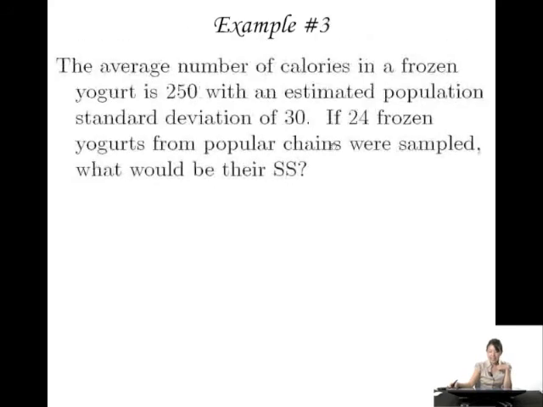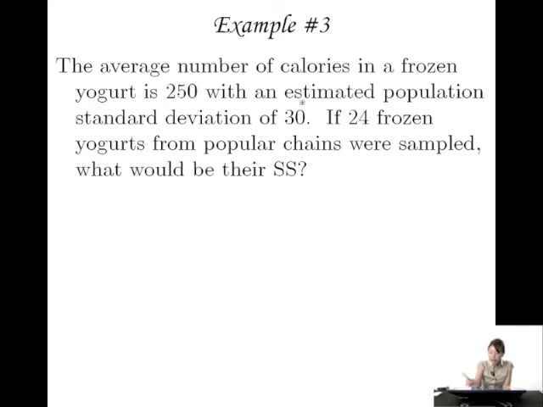All right, let's go on to example 3. The average number of calories in a frozen yogurt is 250, with an estimated population standard deviation of 30. If 24 frozen yogurts from popular chains were sampled, what would be their SS, or sum of squares? Well, here, we know that we don't need the actual values and the mean in order to find the sum of squares, because we have some of the other pieces, and we could figure out what's missing.